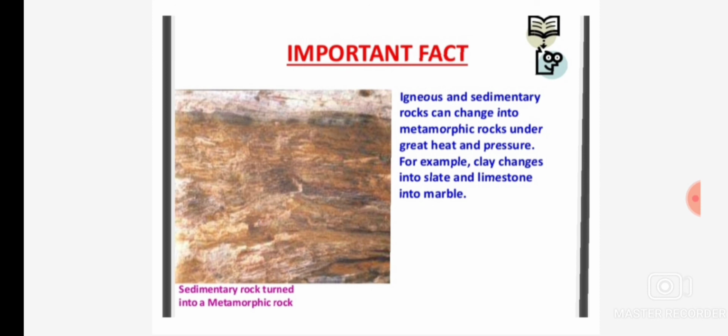Clay changes its form into slate, and slate is a metamorphic rock. Similarly, limestone also changes its form and gets converted into marble, that is a metamorphic rock. So I hope you have understood the three types of rock: igneous, sedimentary, and metamorphic. In the next video I'll explain to you about the different uses of rocks and about the rock cycle.